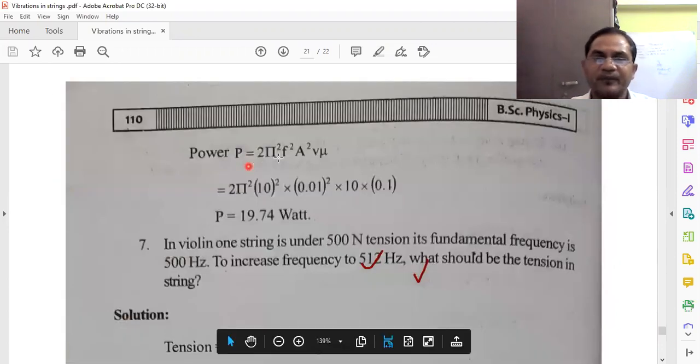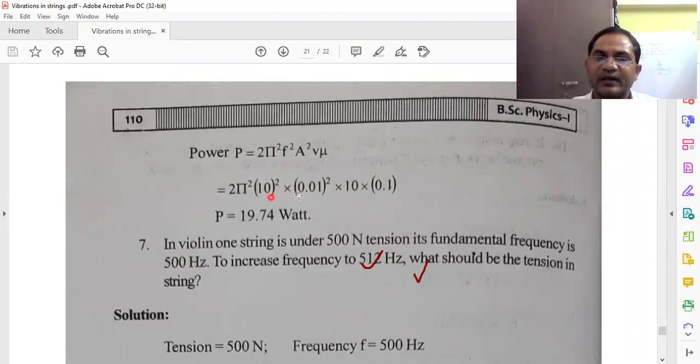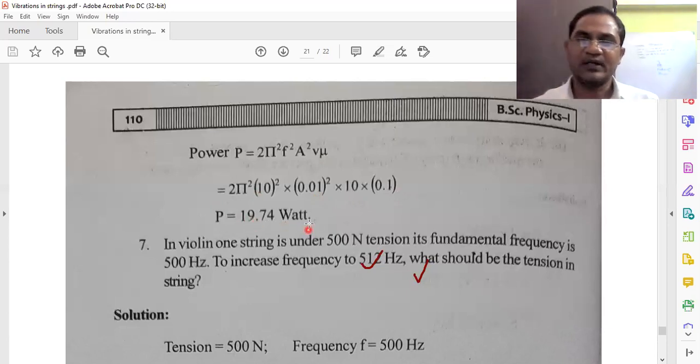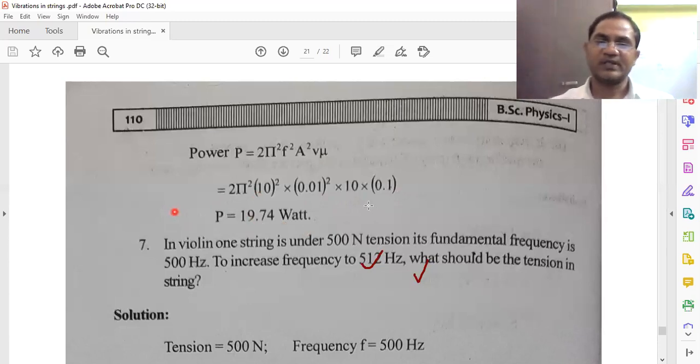Next, calculate the power, which is 2 pi squared f squared a squared v mu: 2 pi squared, frequency 10 whole squared, into amplitude 0.1 whole squared, velocity already calculated as 10, and the linear density 0.1. By calculation you will get 19.74, and the unit of power is watt. So the answer is 19.74 watts. That's all. Next, one more problem.